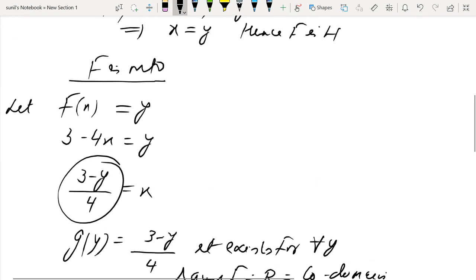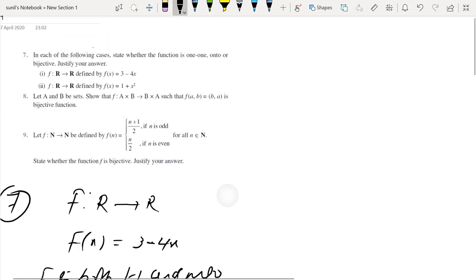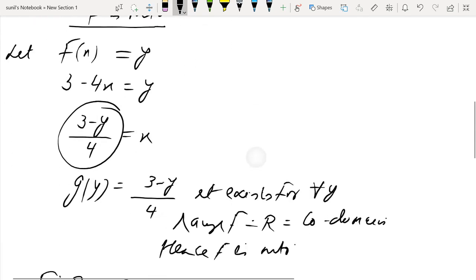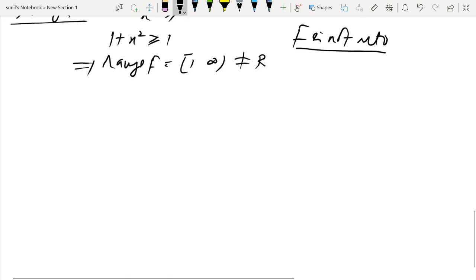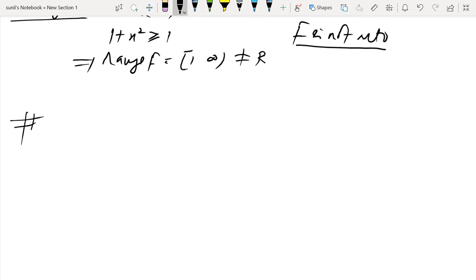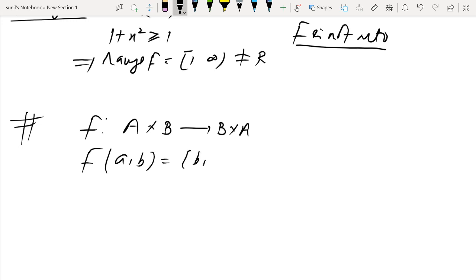Now student, the next question that I want to discuss with you is this Cartesian product one. The next problem is f from A cross B to B cross A as f of (a, b) is equal to (b, a). f is 1-1. Why? Because here is an ordered pair.